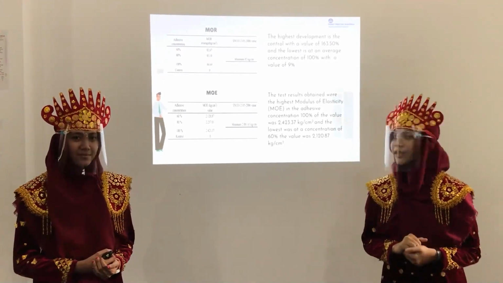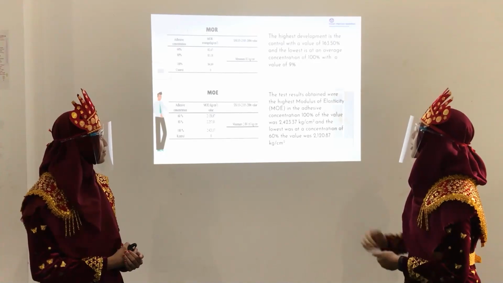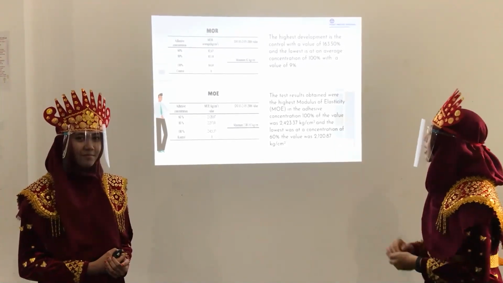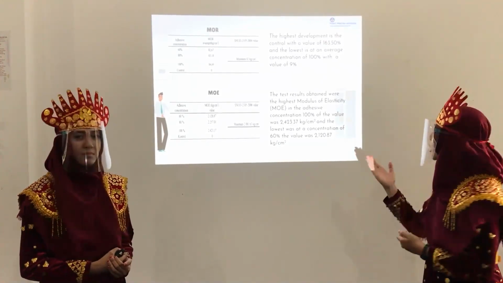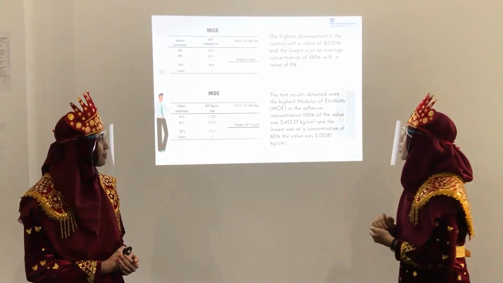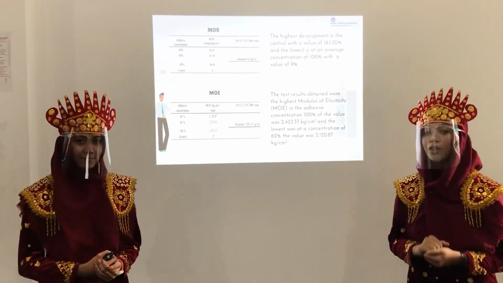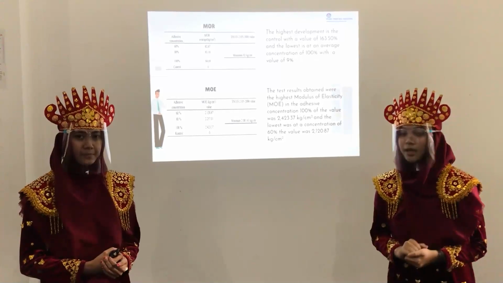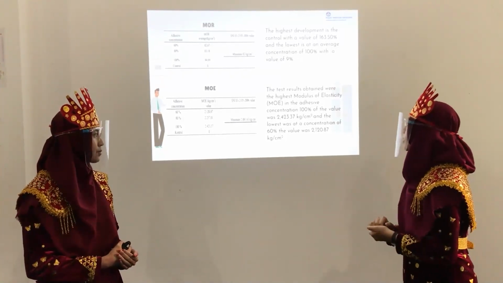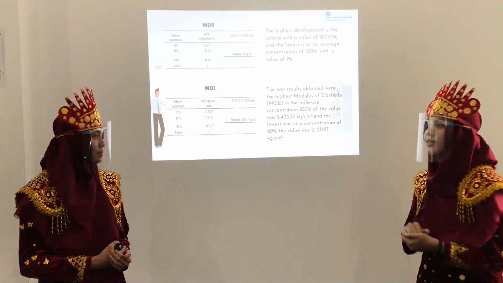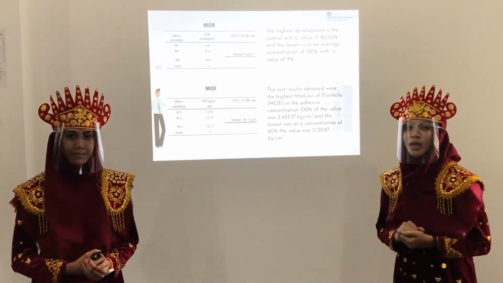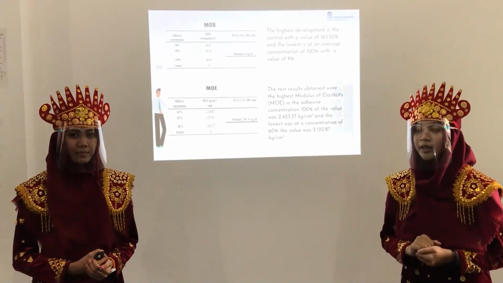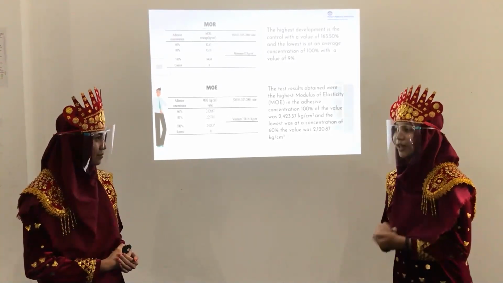And then, last but not least, is the modulus of elasticity. The test results obtained show the highest modulus of elasticity, or MOE, at the adhesive concentration of 100%, with a value of 2,423.37 kg per square centimeter. And the lowest was at a concentration of 60%, with a value of 2,120.87 kg per square centimeter. All of the data meets the Indonesian national standard except for the control, like my partner explained before.